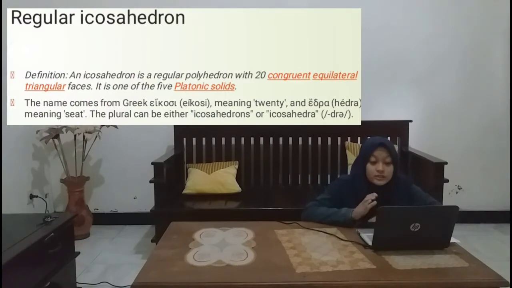K1390032. Today I'm going to talk about icosahedron. First of all, I'd like to talk about what is icosahedron. Definition of icosahedron: an icosahedron is a regular polyhedron with 20 congruent equilateral triangle faces. It is one of the 5 Platonic solids. The name comes from Greek, eikosi meaning 20, and hedra meaning seat. The plural can be either icosahedrons or icosahedra.